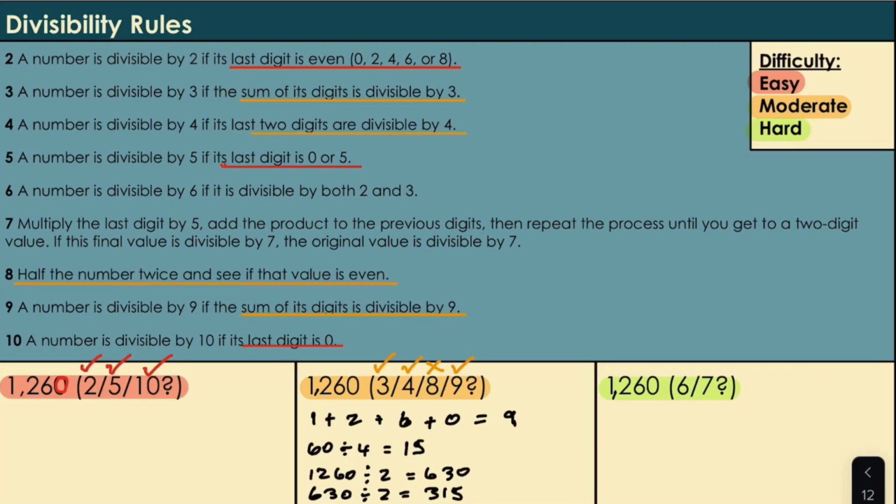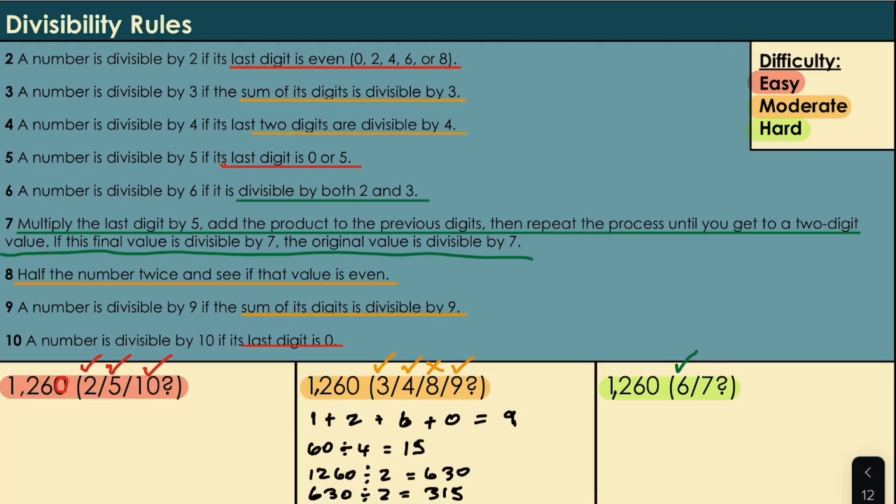Now our harder rules for 6 and 7. For 6, the number must be divisible by both 2 and 3. First up, we know 1260 is even. It is divisible by 2. Next, 3, sum of the digits was 9. Is 9 divisible by 3? Yes. So we know 1260 is divisible by both 2 and 3, and because of that, it is divisible by 6.